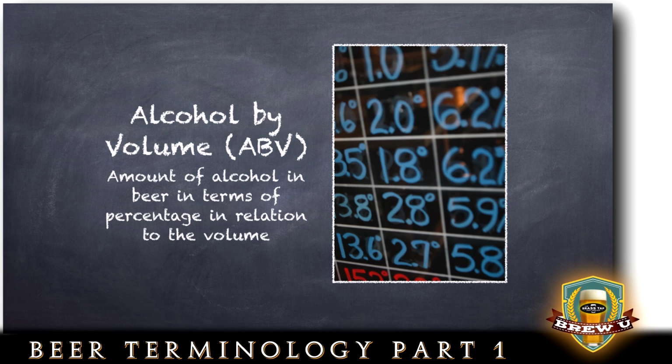Alcohol by volume, or ABV. Now that's the amount of alcohol in beer in terms of percentage in relation to the volume of that beer. ABV is expressed usually as a decimal number to the nearest tenth. Occasionally, though, you will see the percentage listed as ABW, or alcohol by weight. Now, to calculate the ABV from the ABW, if all you're given is the ABW, simply multiply the ABW by 1.25. For example, a 7% ABW is going to translate into a 9% ABV.